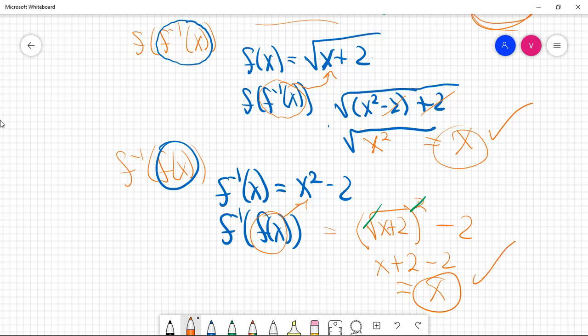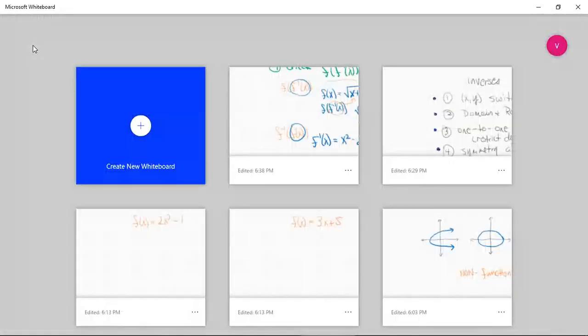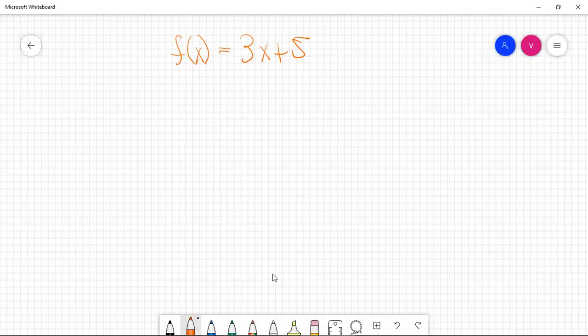All right, let's try another problem. We're going to do exactly the same thing. Let's try this one. This is a pretty easy one. 3x plus 5, we're going to find the inverse.